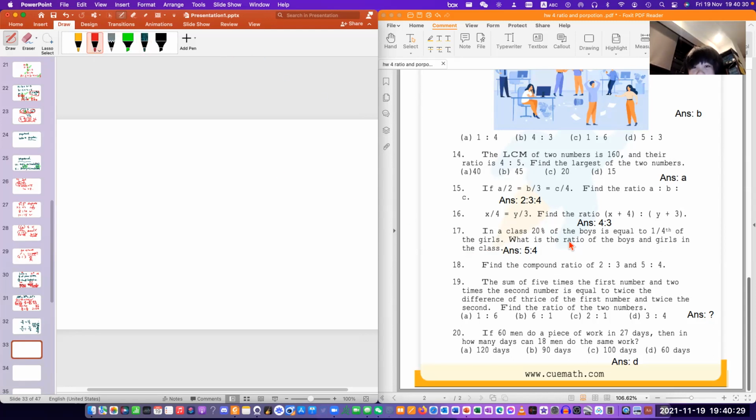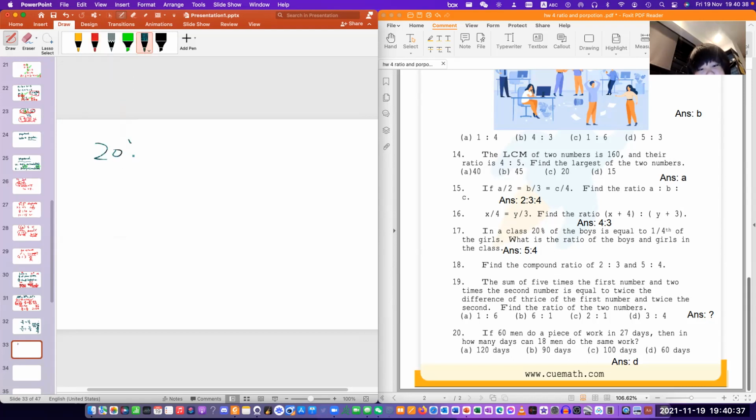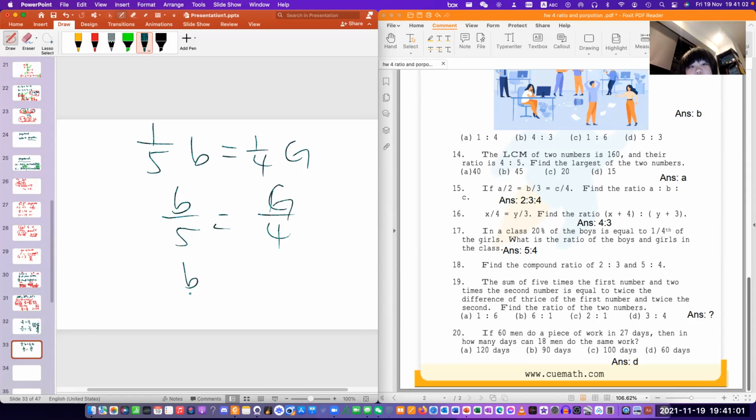Okay, 17. In a class, 20% of boys is equal to one quarter of the girls. So this is percentage mixed with fraction. So this is the mathematics representation. So if you have this 20%, you change to fraction, you will get 1/5. So 1/5 B is equal to 1/4 G. So you could have done this. So B to G is actually 5/4. Yeah, you get it correct.